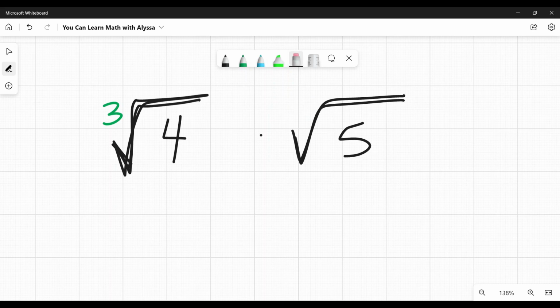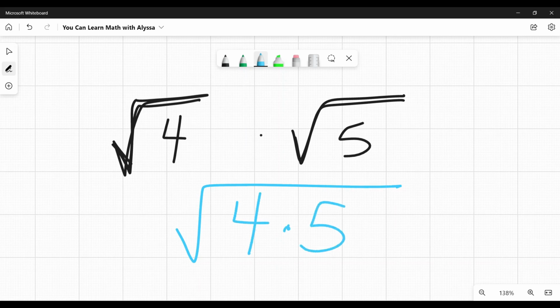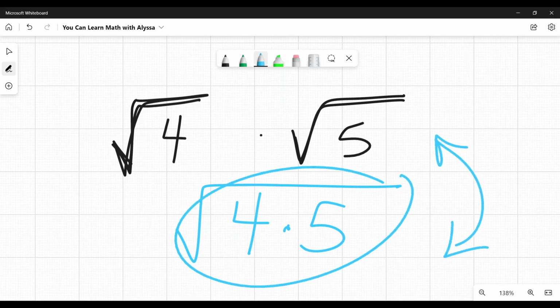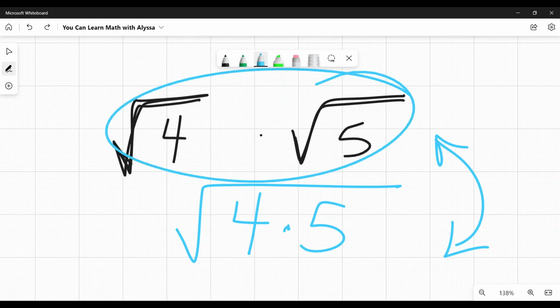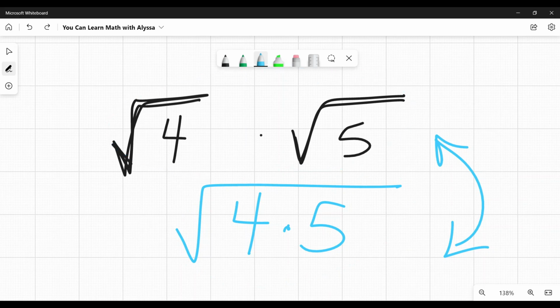If this was also a cube root, then you'd be fine, right? The next thing you're going to need to know for this is that once you've determined that they match, you can combine them under a single radical. So the square root of 4 times the square root of 5 is the same as the square root of 4 times 5. And you can go either direction. You can take this and split it up, or you can take this and combine it.